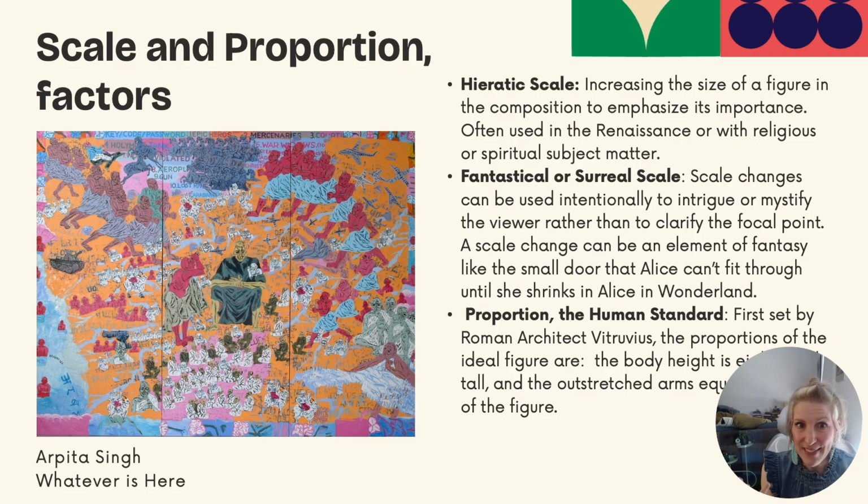So this was first set by the Roman architect Vitruvius. It's the proportions of the ideal figure, right? The body is typically 8 heads tall, the outstretched arms equal the height of the figure. We can all look back to the Vitruvian human standard proportion. These proportions also apply generally to other parts of the body.